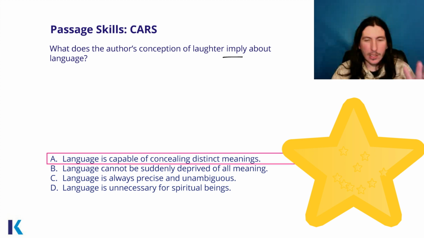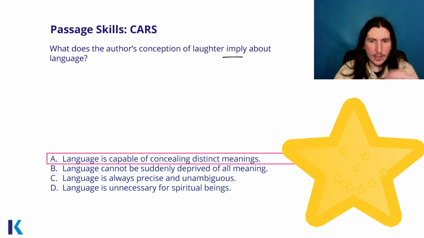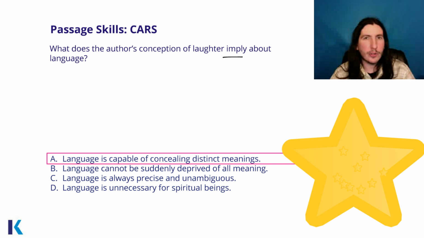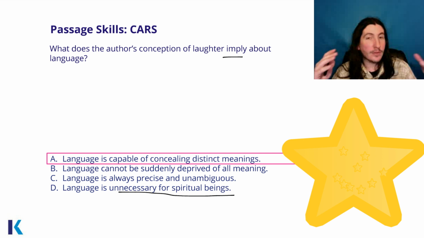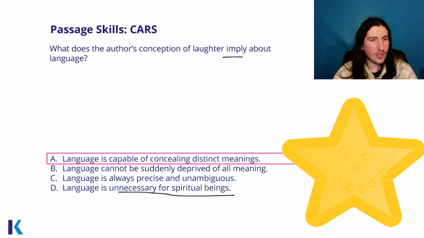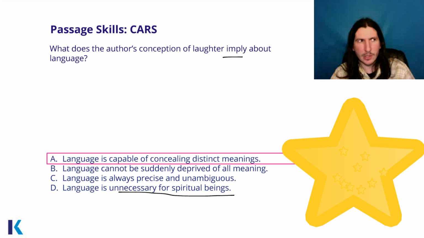I want you to just glance at these wrong answers now after the fact. So, B is what's called a false use of detail. It's talking about things being deprived of their meaning. That's referring to something earlier in the passage. Language is precise and always unambiguous. That's the opposite of what was said. And this unnecessary for spiritual beings, that is out of scope. The author's not actually interested in talking about the necessity for spiritual beings. He was talking about an analogy, a story that could tell us about the language and laughter.